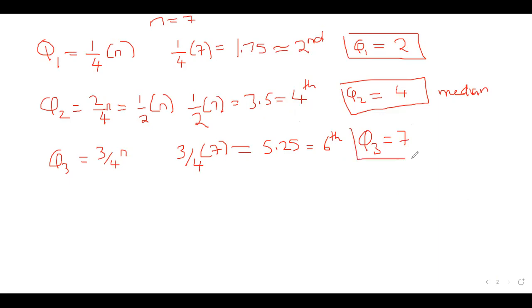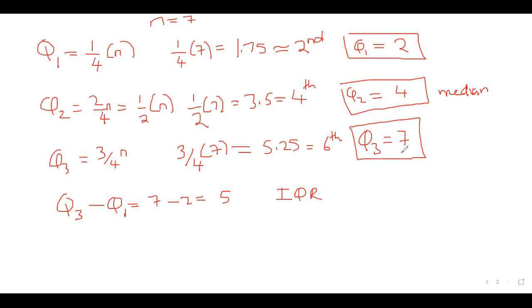So Q1 is called what? First quartile. Q2, second quartile. Q3, third quartile. Then the difference between the third quartile and the first quartile is called the interquartile range. So Q3 minus Q1, 7 minus 2. What do we get? We get a 5. That is called our interquartile range. So Q3 minus Q1 is called the interquartile range. It's a range of the quartiles.